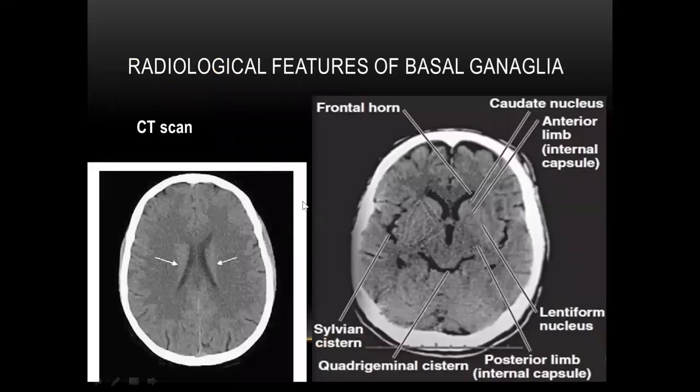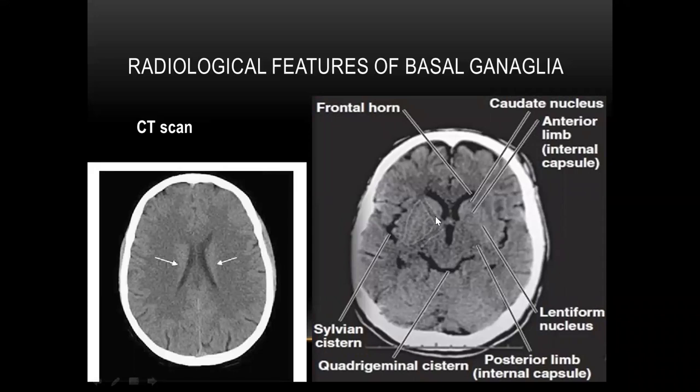Now we talk about the radiology of the basal ganglia collectively. The basal ganglia, as we said, represent the caudate nucleus, where its head is seen in the floor of the anterior horn of the lateral ventricle. The body lies in the lateral wall of the lateral ventricle, and it ends in the roof of the inferior horn of the lateral ventricle. And the lentiform nucleus: here is the lentiform, the outer part putamen, and the medial part globus pallidus.